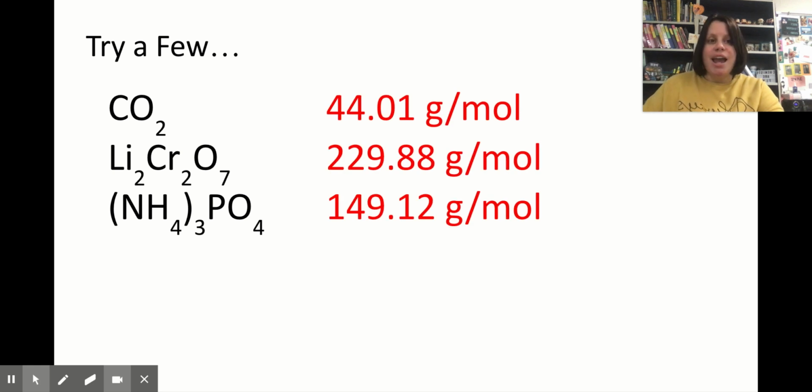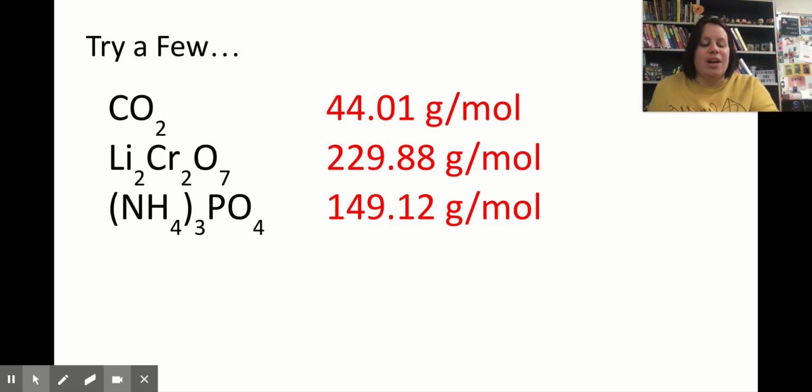So carbon dioxide, you should have gotten 44.01 grams. Carbon is 12.01 grams, and then oxygen is 16 grams times 2. So Li2Cr2O7 should have gotten 229.88 grams. And then for your ammonium phosphate, that (NH4)3PO4, you should have gotten 149.12 grams.